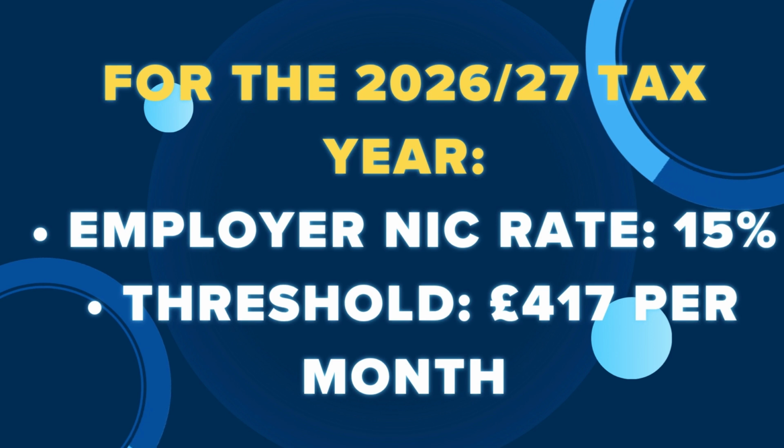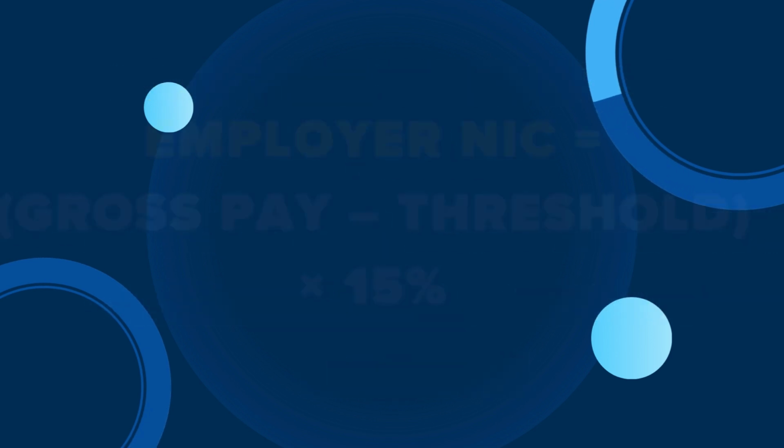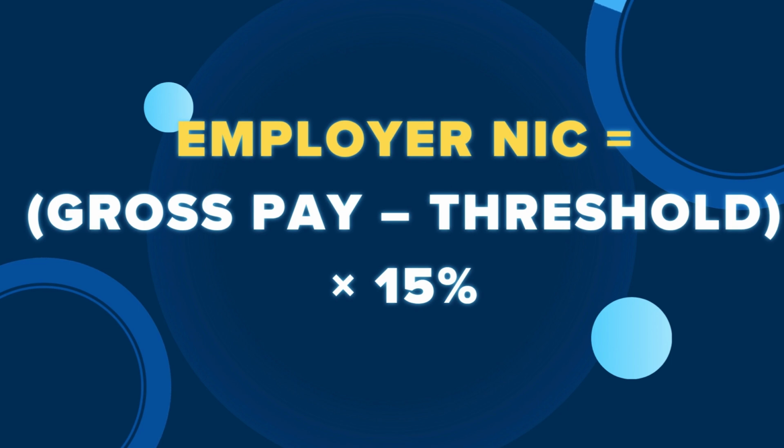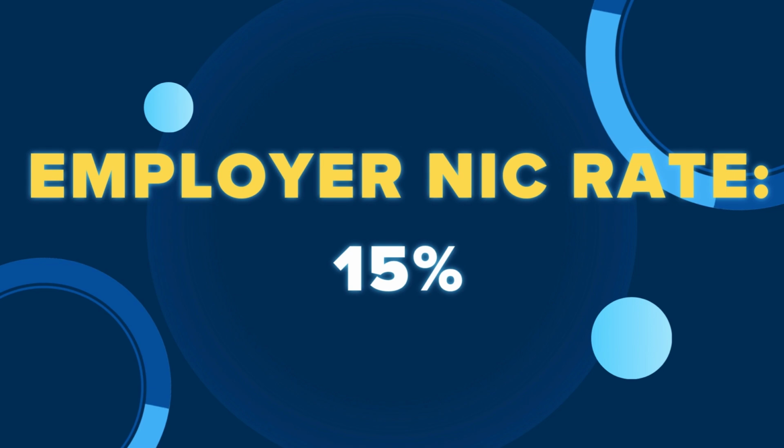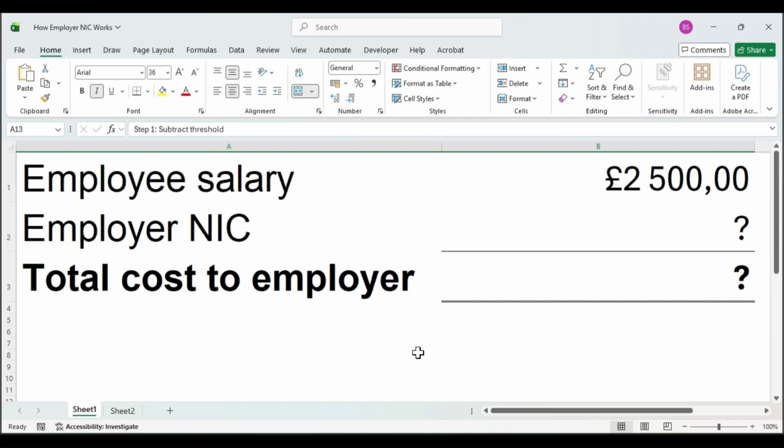Employer NIC only applies once an employee earns above a certain threshold. This threshold is currently £417 per month. Anything below that, no Employer NIC is paid. Anything above that is taxed at 15%.